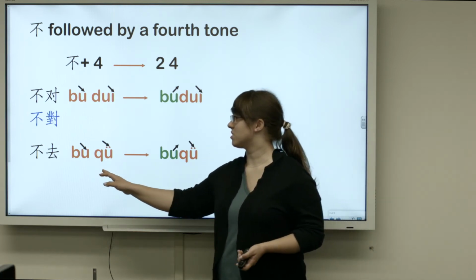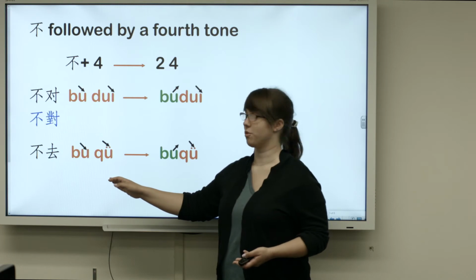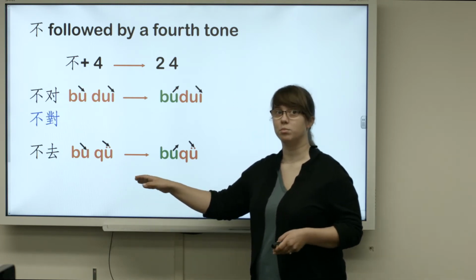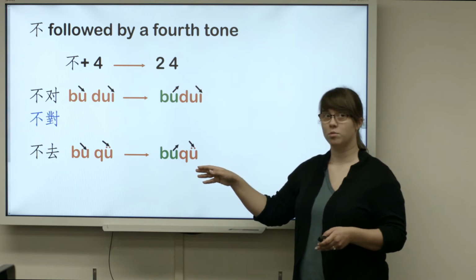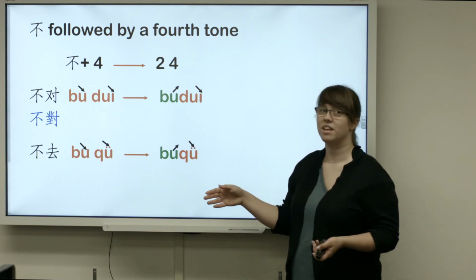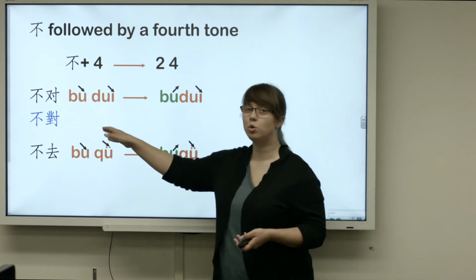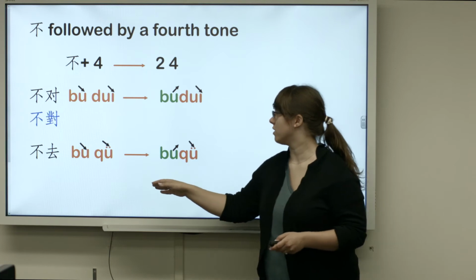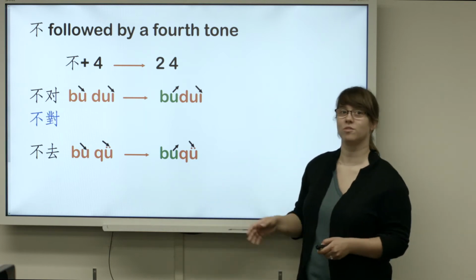And when it's next to words like 去, which is also a fourth tone, instead of 不去, it's 不去. So again, instead of 不对, it's 不对, and 不去 is 不去.